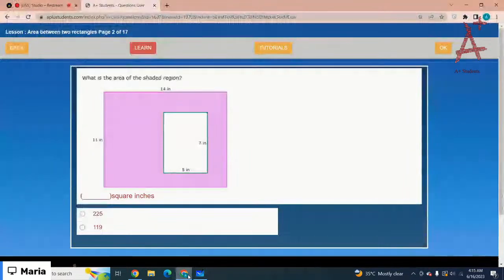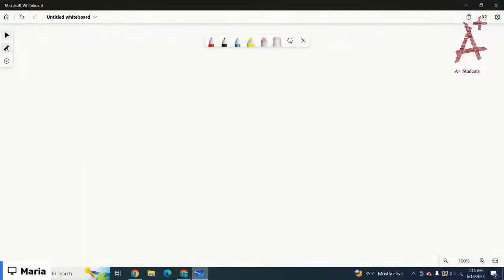The next one is you are given a rectangle inside another rectangle. So you have to do the same thing. Calculate the area of the smaller rectangle and the greater rectangle. Then you have to subtract the area of the small rectangle out of the greater one. So the area of this smaller rectangle is length times width. It would be 7 times 5, that is 35.